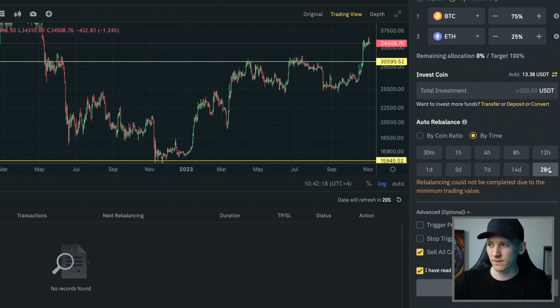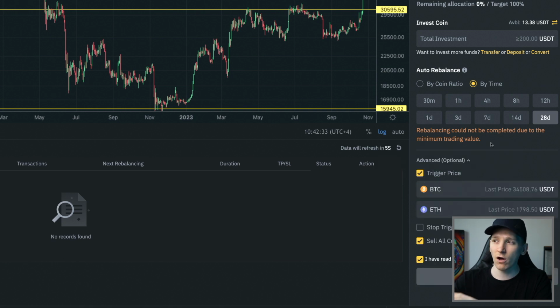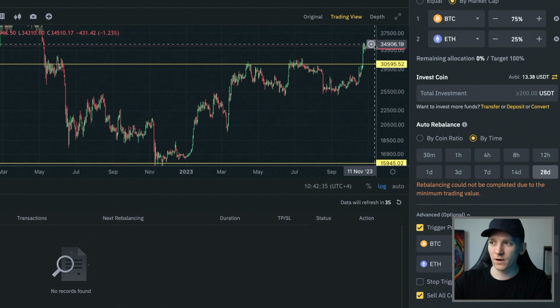Like I said, 28 days is probably the least that you want to be trading this, because if you're literally rebalancing all of the time like this, you're going to be paying trading fees, and it's just too often. Now down here, you can set some additional options. So trigger prices when you actually start the rebalancing bot. So you can either start it right away, or you can say, if Bitcoin falls down here to this price, I can then start it.